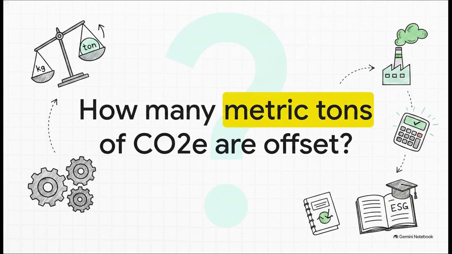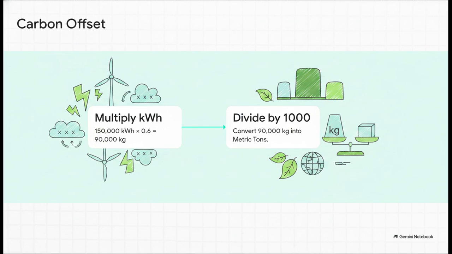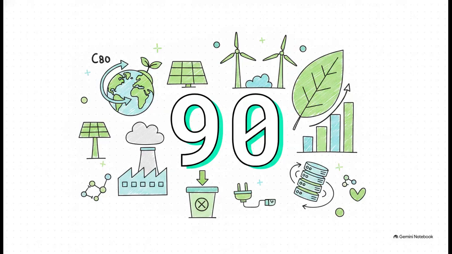The grid factor is in kilograms, right? But ESG reports and your professor will always ask for the answer in metric tons. So here's the breakdown. Step 1, multiply the 150,000 kilowatt hours by that 0.6 grid factor. That gets you 90,000 kilograms of CO2. Step 2, divide that 90,000 by 1,000 to smoothly convert it right into metric tons, which gives you exactly 90 metric tons.